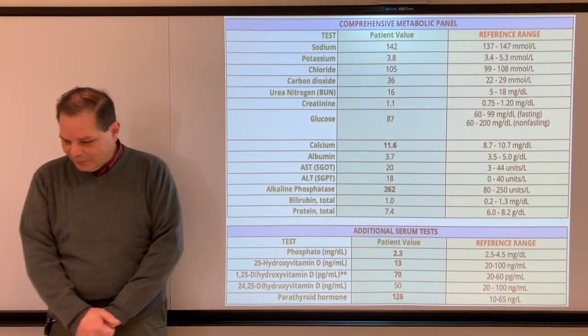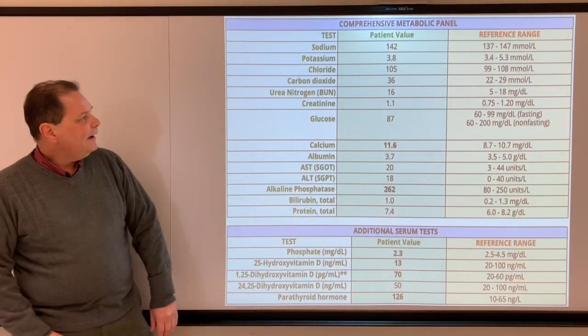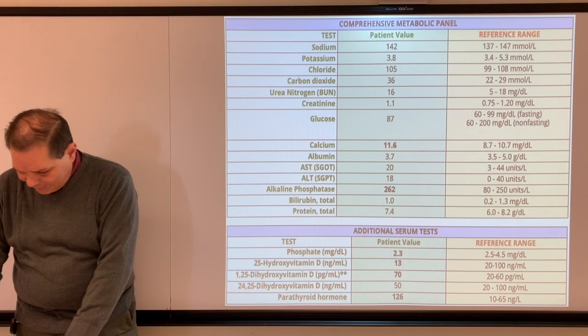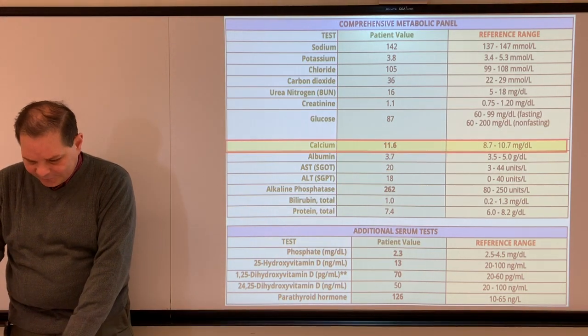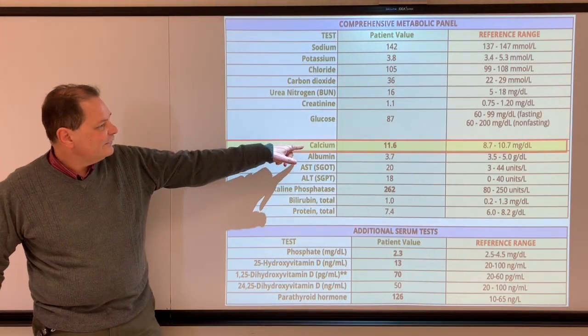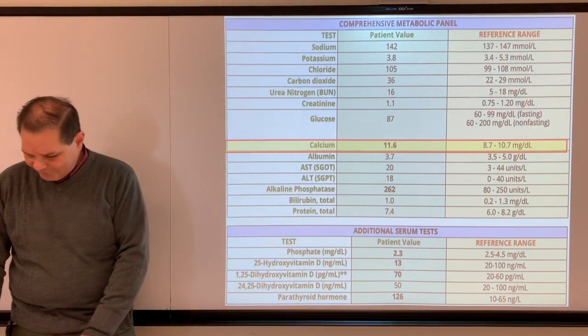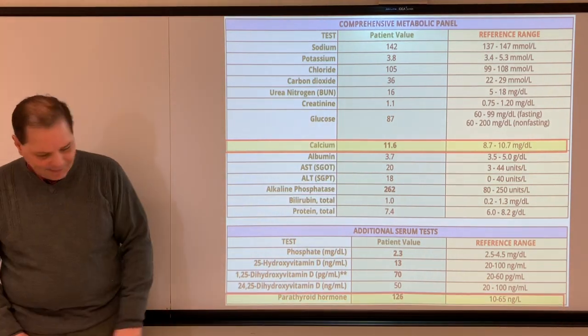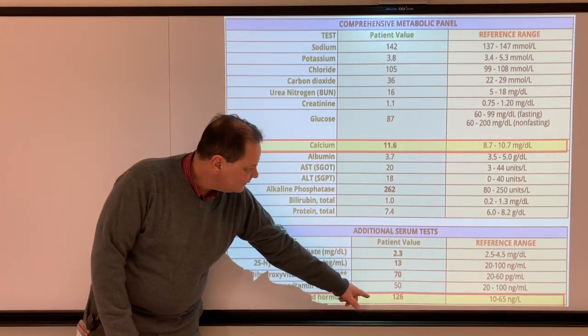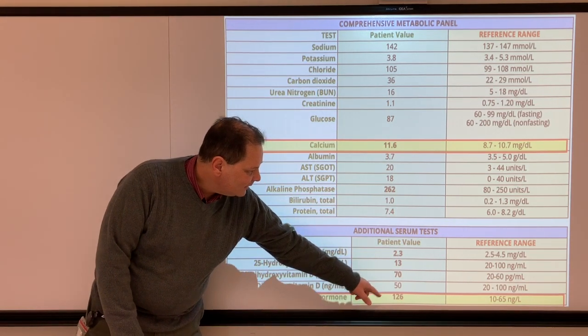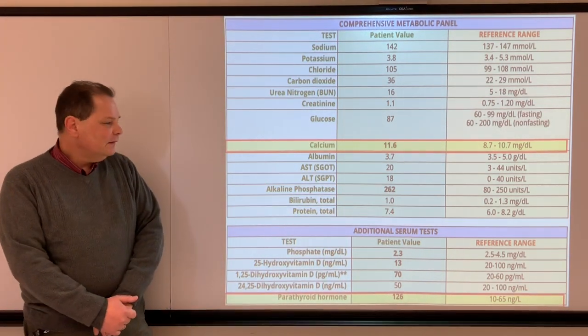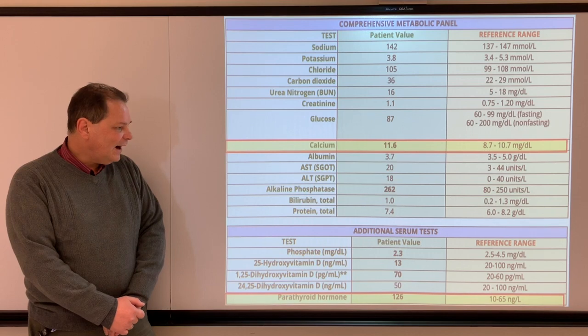So let's take a look at his blood work. And here it is. And what you see is, first of all, the calcium still high, right? Above 10.7. And look at his PTH. Very high. You know, about double normal. So high PTH and high calcium.